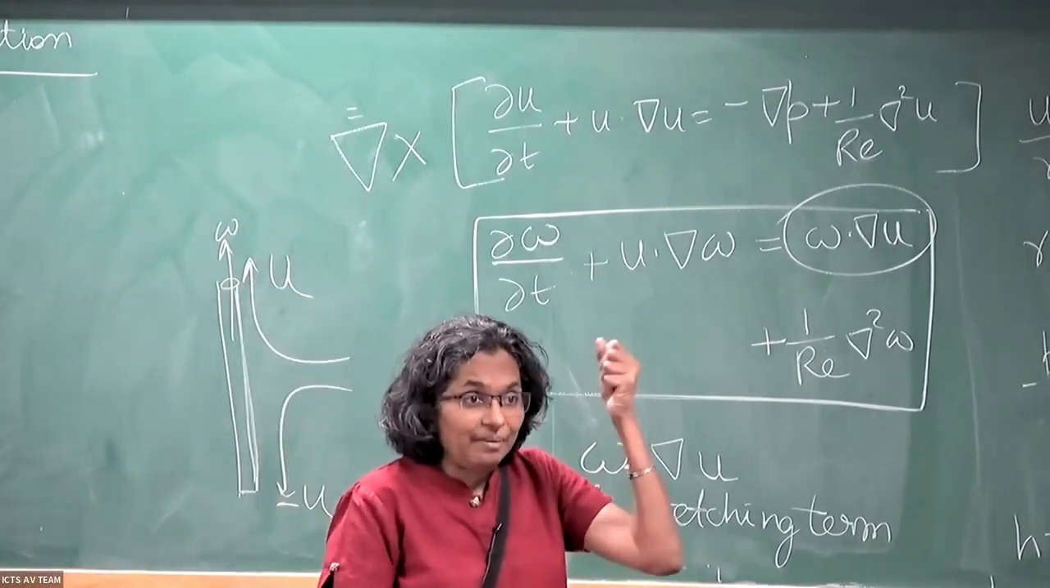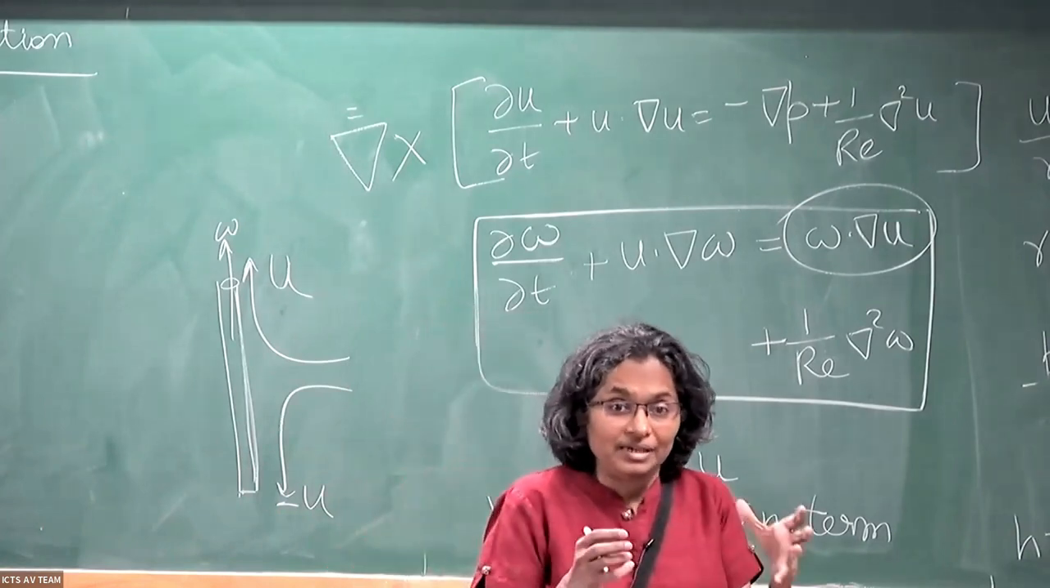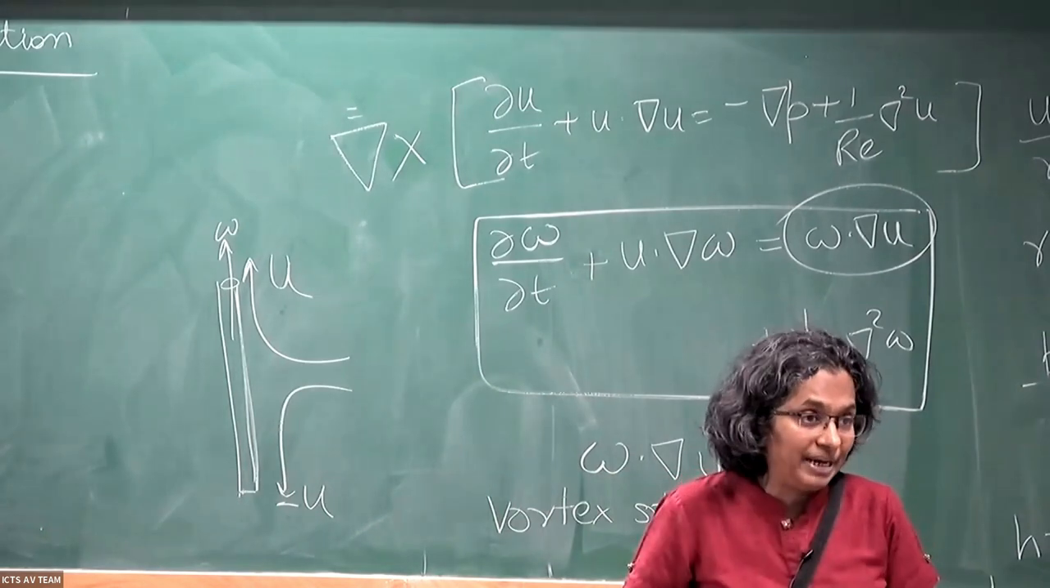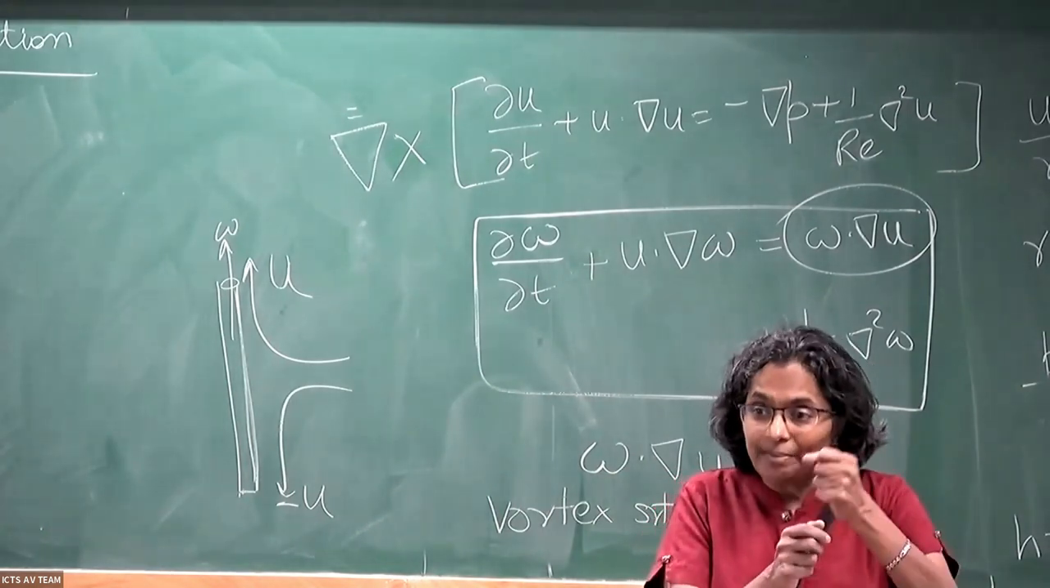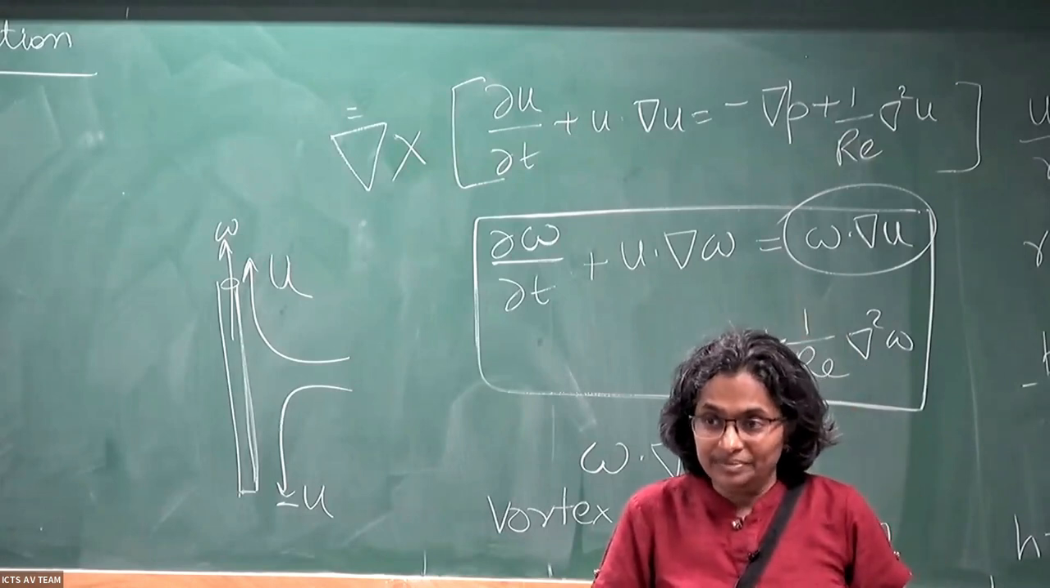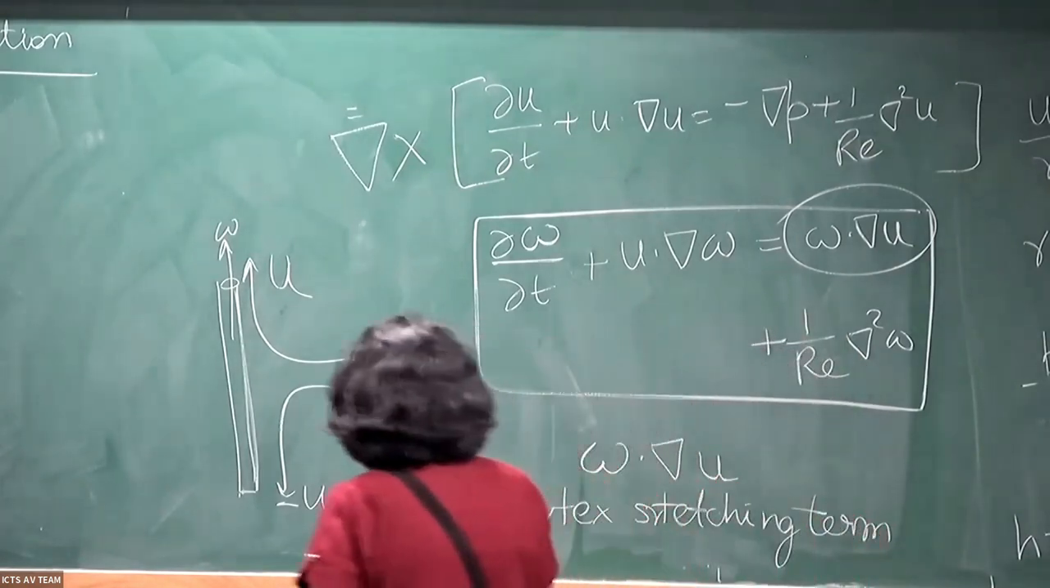So that's what this vortex stretching term does. And when that happens, it produces vorticity because you saw that when the thickness goes down, the vorticity goes up, right? So that's what is happening. The whole circumference is going down and the vorticity is going up. So that's why this is called the vortex stretching term.